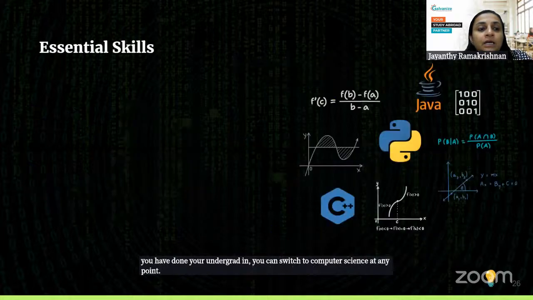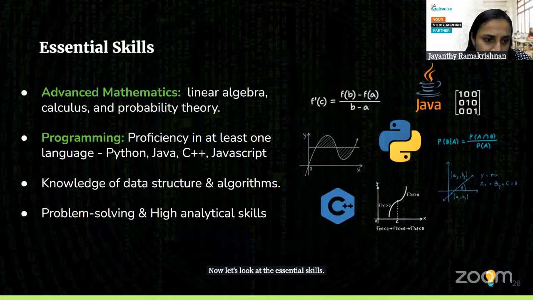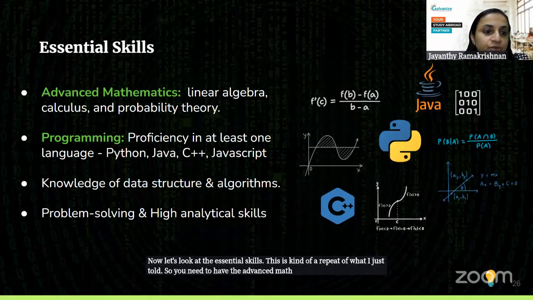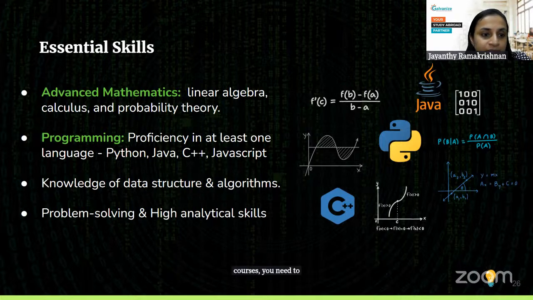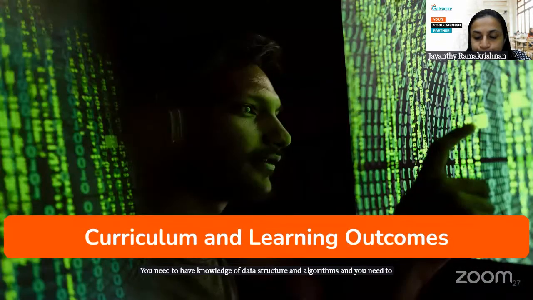Okay. Now let's look at the essential skills. This is kind of a repeat of what I just told. So you need to have the advanced math courses. You need to have the programming expertise. You need to have knowledge of data structures and algorithms, and you need to have problem solving skills.